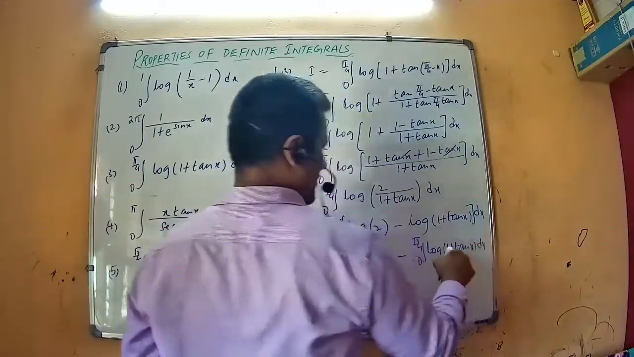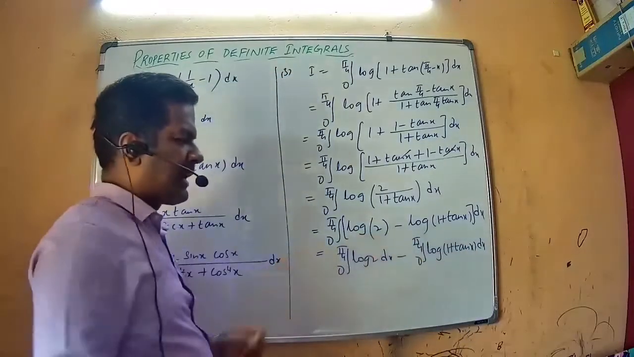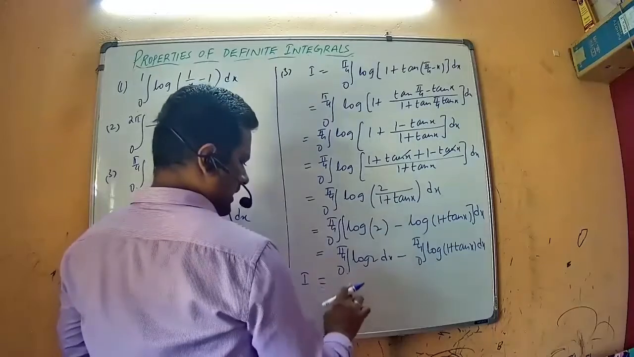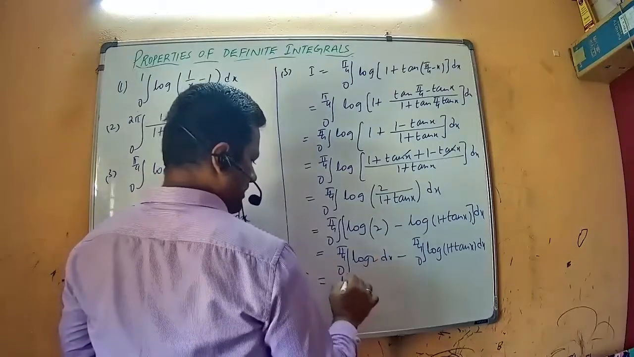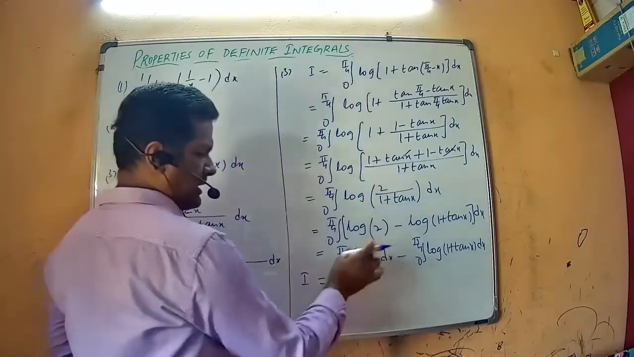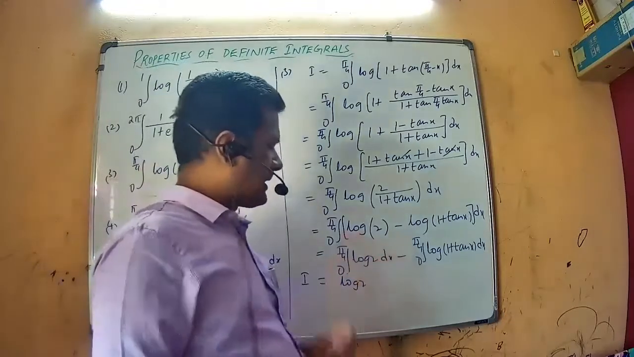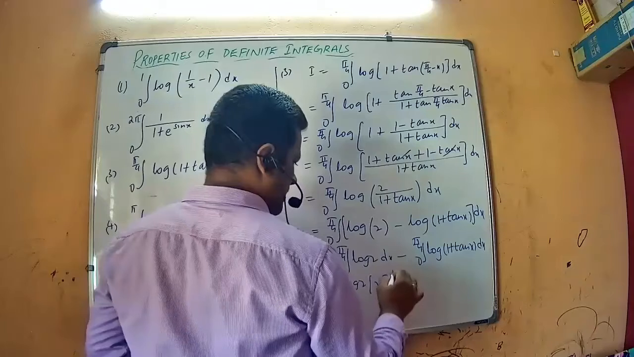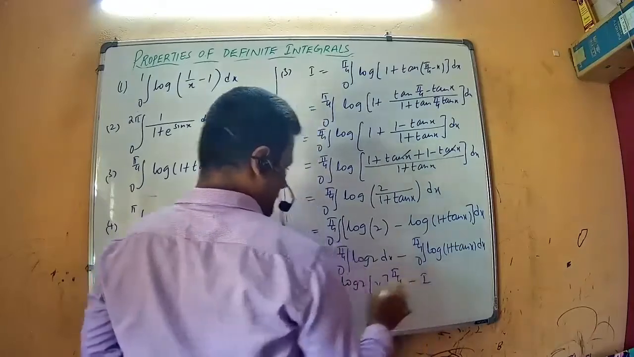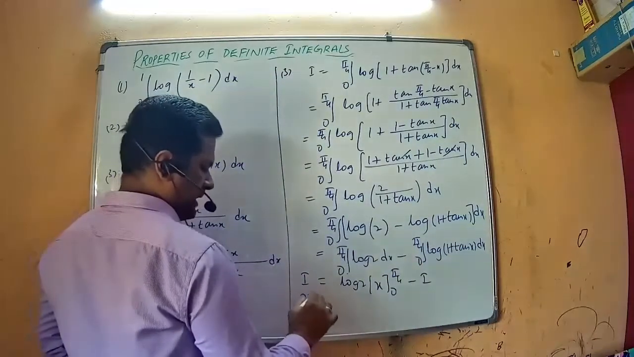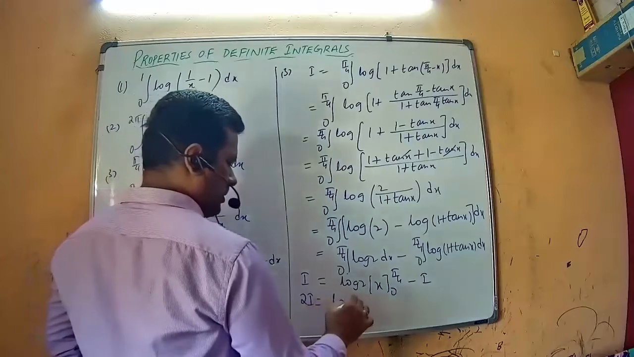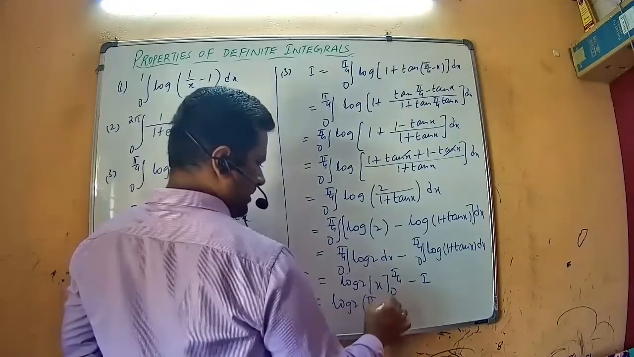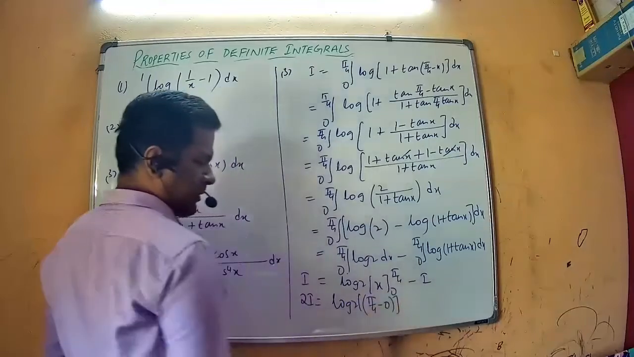Integral of 0 to pi by 4 log of 1 plus tan x is nothing but I only. Here we can take log 2 outside the integration because it is a constant which is not related to x. So integral of dx will be x within the limits 0 to pi by 4 minus I. So minus I, if it is transposed here, 2I is equal to log 2 into, if we apply the limits, pi by 4 minus 0.